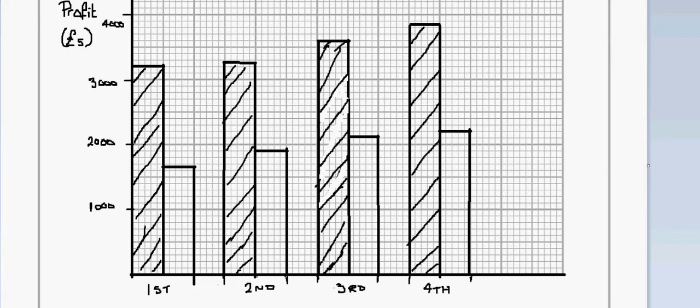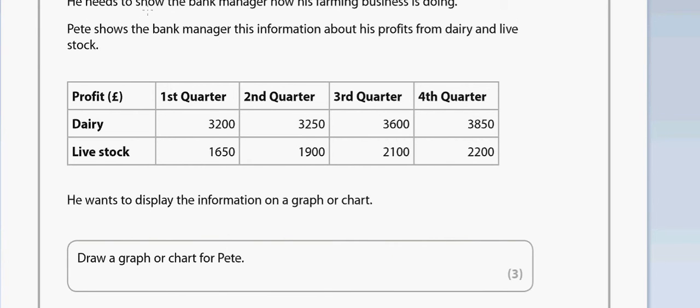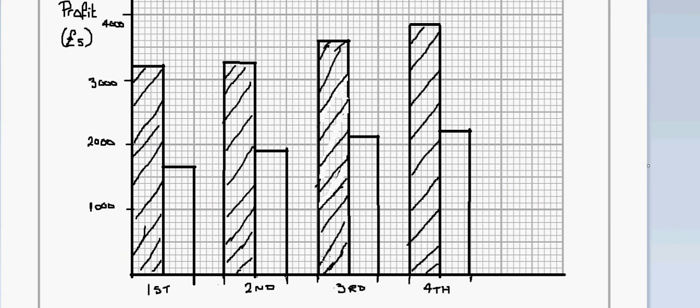So if we go back here, we can see that the dairy has increased from 3,200 to 3,250, 3,600, 3,850, so it's rising, his profit. And then livestock 1,650, 1,900, 2,100, 2,200, you can see that that's rising as well. Now on the graph you can see that this is very evident. Okay, so this is one of the advantages of graphs, is that it shows visually what's happening.